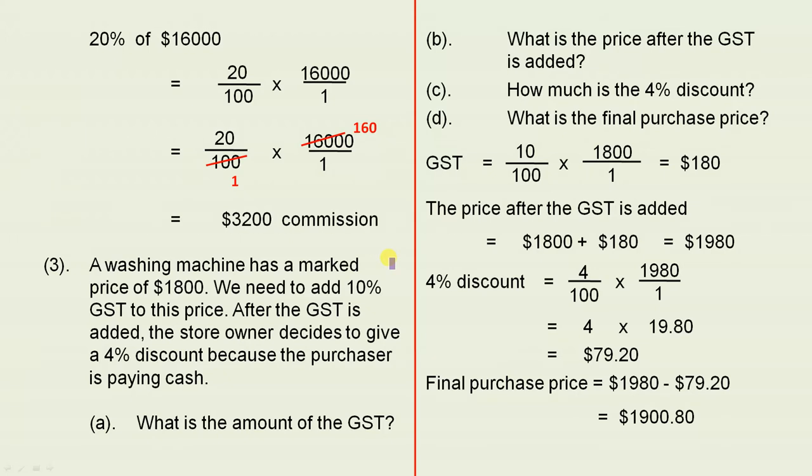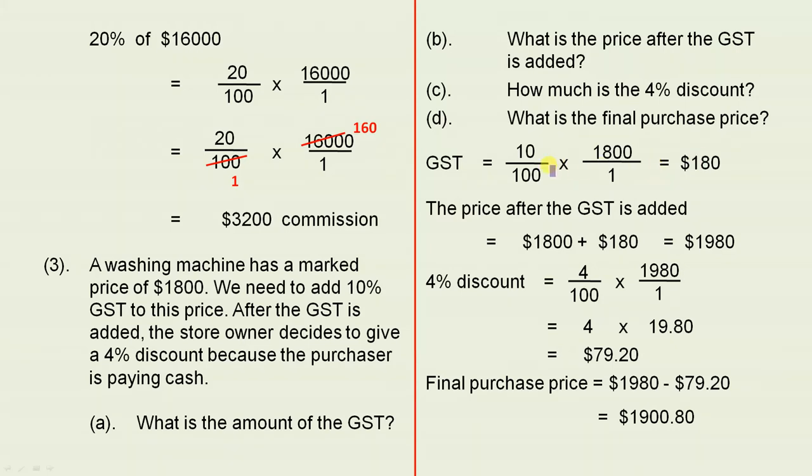A washing machine has a marked price of $1,800. We need to add 10% GST to this price. After the GST is added, the store owner decides to give a 4% discount because the purchaser is paying cash. This is what we have to work out. What is the amount of the GST? What is the price after the GST is added? How much is the 4% discount? And what is the final purchase price?